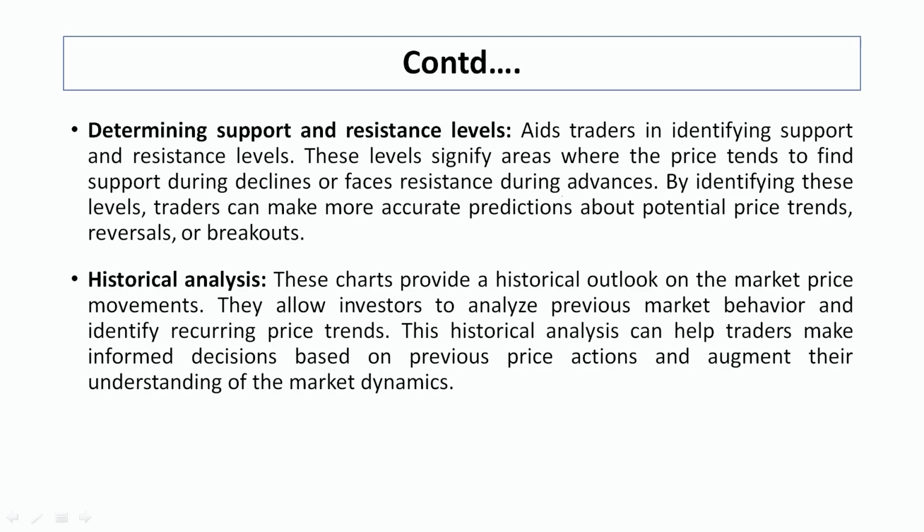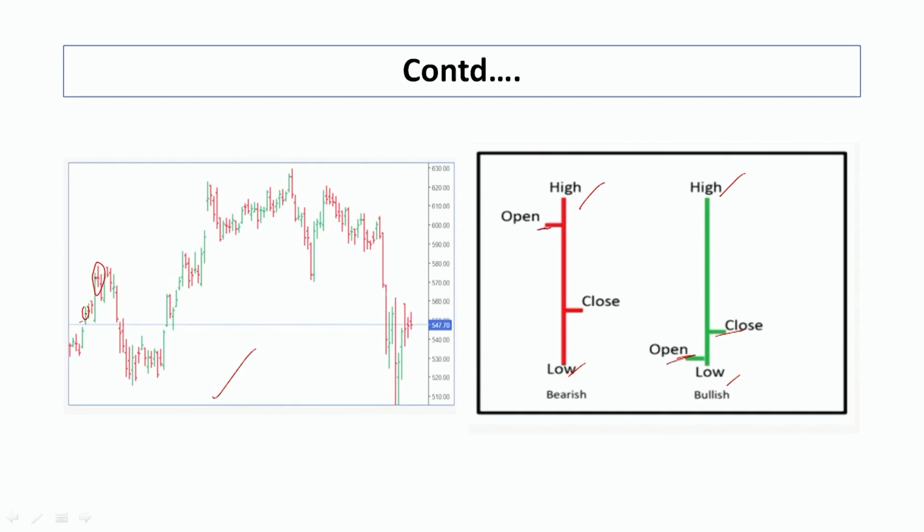These levels signify areas where price tends to find support during declines and faces resistance during advances. So with the help of the bar chart, if we go further, we can see this is the support level, this is the resistance level, again it breaks and again we reach this resistance, this is the resistance, this is the support. So we can easily go through this by identifying the pattern of the chart.